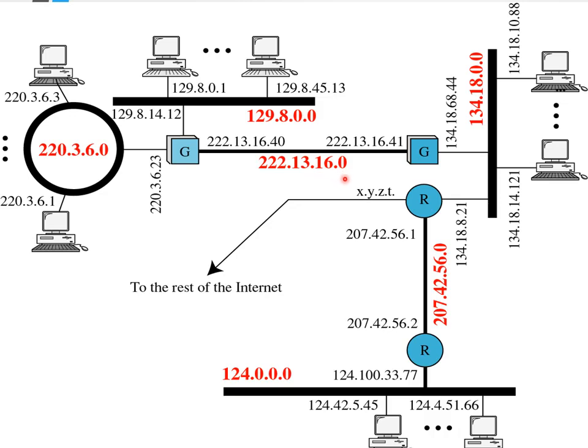222.13.16.0 belongs to class C. 124 belongs to class A. 134 belongs to class B, and this one belongs to class C. You can see it is a network in which the red-marked addresses are called the network addresses, and the rest of the addresses belong to these network addresses.